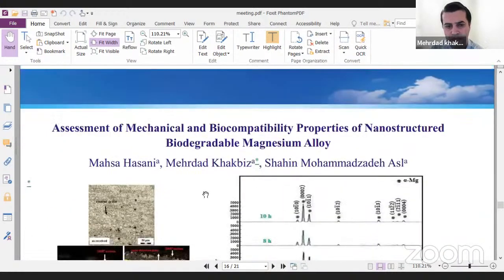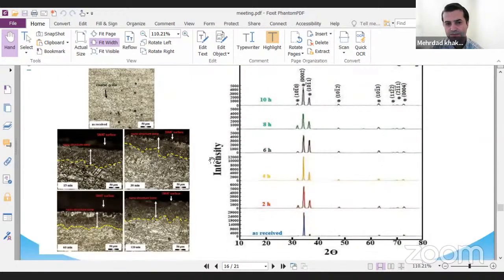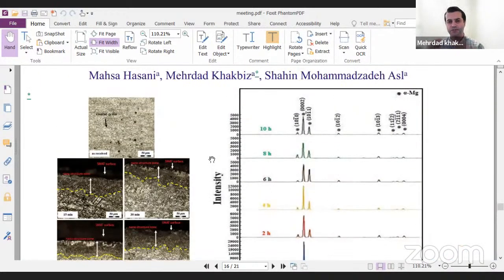In other research, we continued this work on nanostructured biodegradable alloys for magnesium alloys. For this purpose, we again used mechanical modification of the surface.